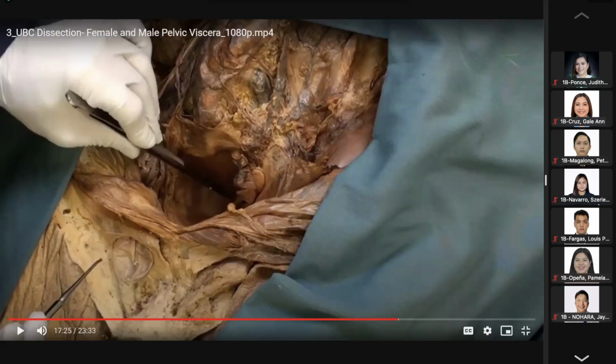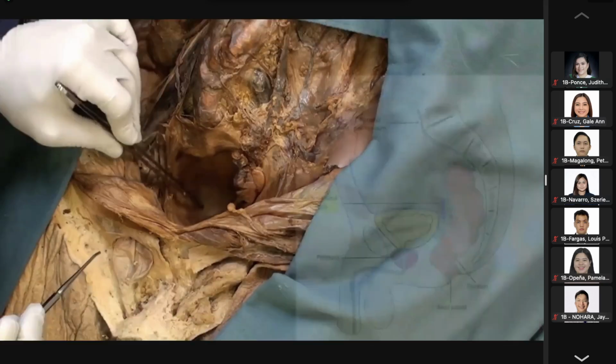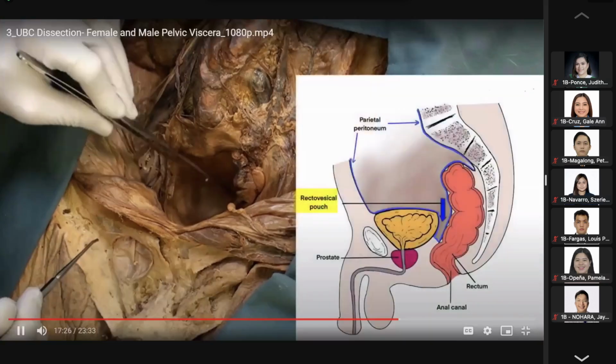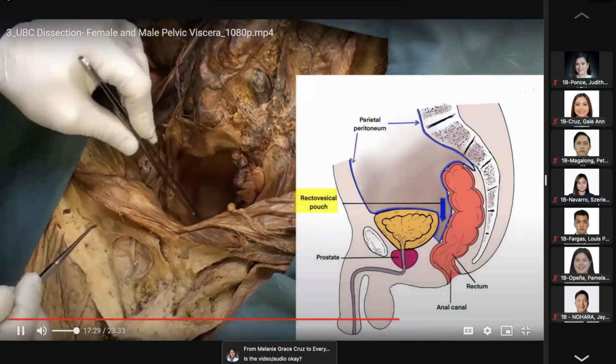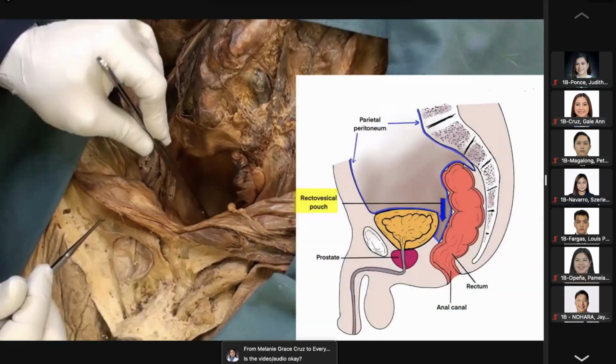The pouch between the rectum and bladder, the rectovesical pouch in the male pelvis.